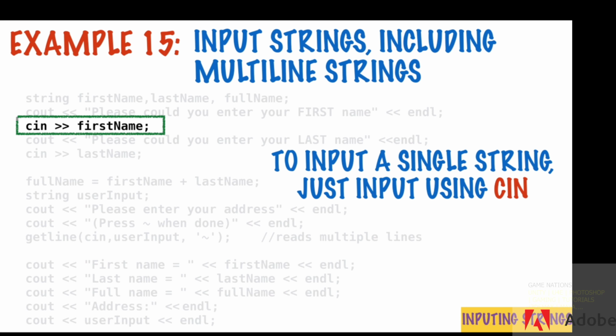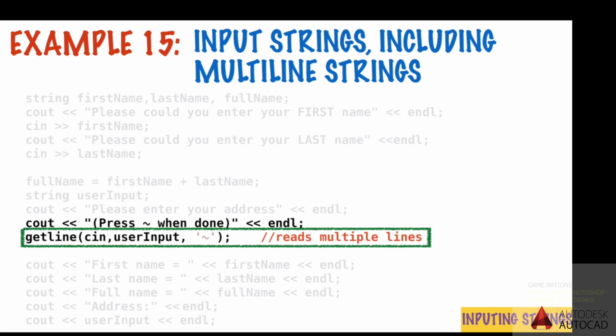What would happen if you tried to type in two words with a space in between? Only the first of those two words would be assigned to the first name variable. The second would just be lost. Likewise, there's no way for us to input a multi-line string because the cin stream will be flushed when the user hits enter. And this is where we've got to use a different function called getline.